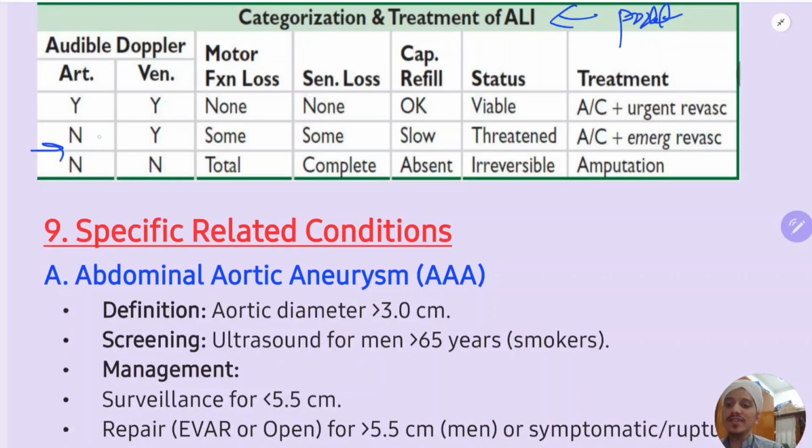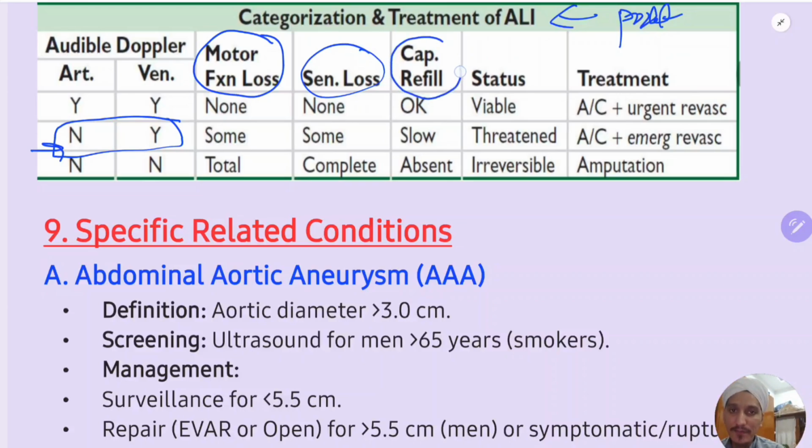The difference between McMaster and Pocket is that the threatened part is considered 1 here. There the threatened part was 2A, 2B. Here it is not 2A, 2B, just 1, 2. That's all. Same thing, again you will assess motor function and sensory loss. One thing that is important here is that capillary refill time is also taken into consideration.